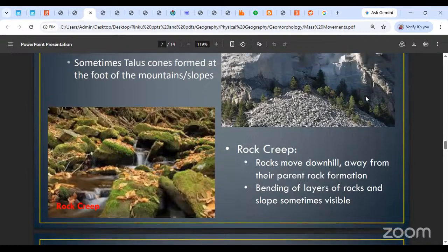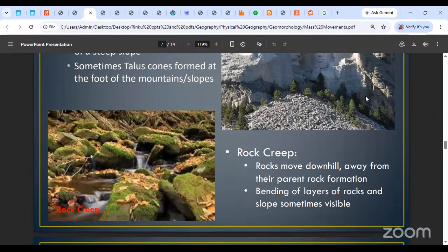Look at the rock creep. Just like talus or soil or any other small pebbles, even the rocks are going to creep a little. Rock creep will simply look like tumbled rocks. The rock tumbles and then it sits down, it tumbles and settles down again. Rock creep usually looks like that, where the rocks move downhill away from the parent formation, and you can see the bending of the layers of rocks. That usually happens in a rock creep.